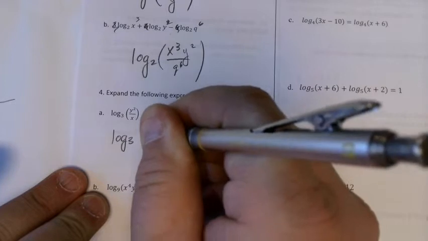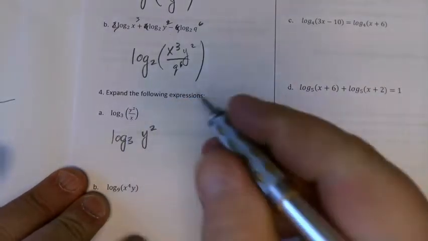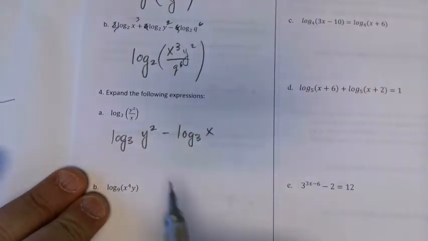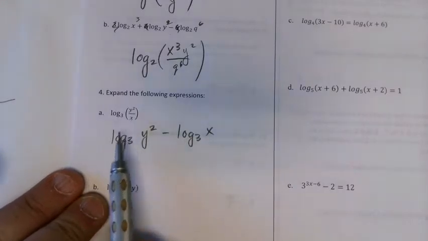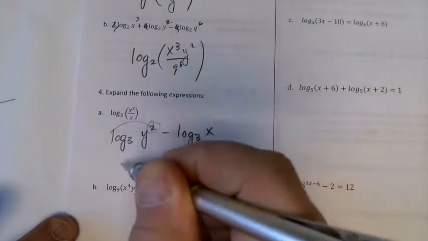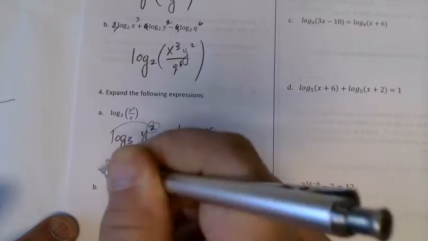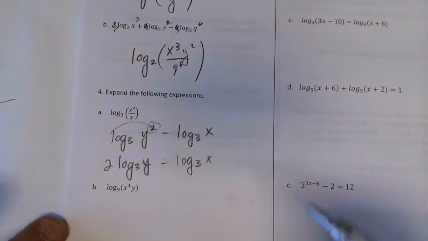So log base 3 of y squared. Now this is being divided, so I'm going to go minus the log base 3 of x. So if it's a division, these are going to be log minus a log. If this was multiplication, be a log plus a log. Last step, any exponents, pull them out front. So 2 times the log base 3 of y, the squared is pulled out in front now, minus the log base 3 of x, and that's done.